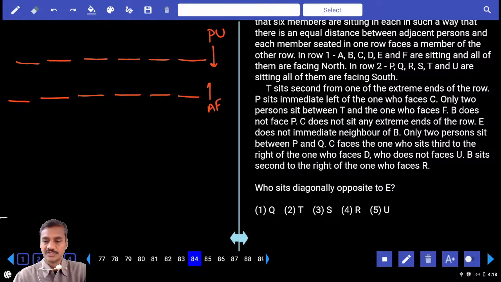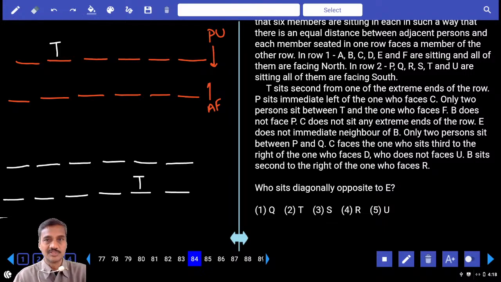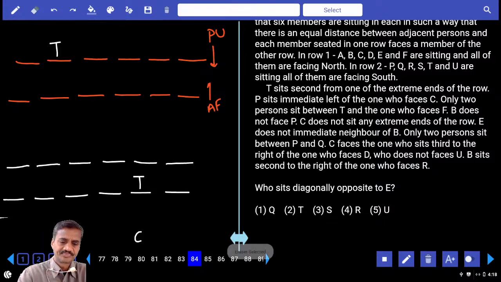Coming to condition number 1, T sits second from one of the extreme ends of the row. T can be second from the left extreme, or T can be second from the right extreme. Condition 2: P sits to the immediate left of the one who faces C. And C is here. C's opposite there is a person, isn't it?